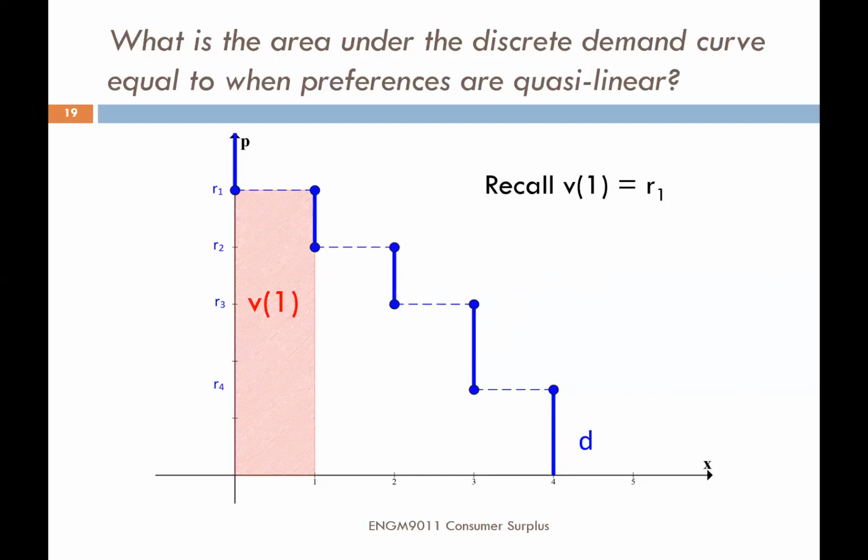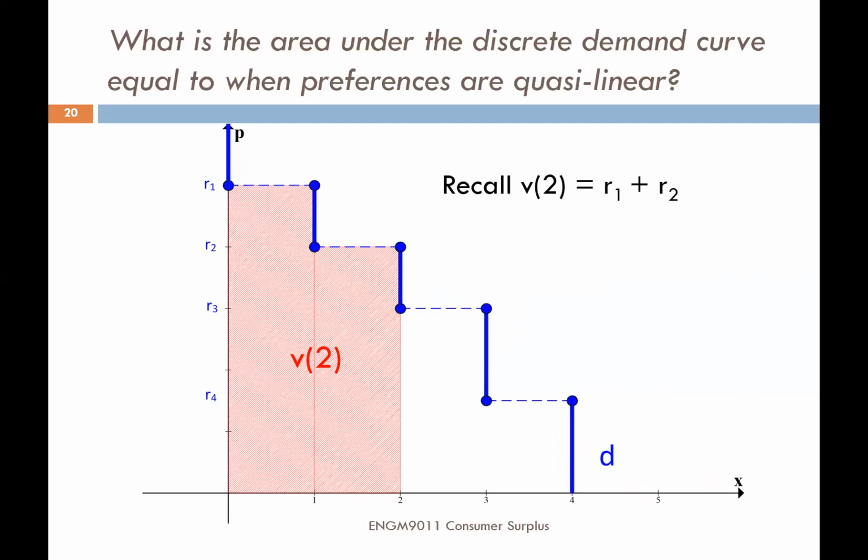Right? Likewise, the area underneath the demand curve going from X equals 0 to X equals 2 is equal to utility consuming 2 units of X. We can see that the area underneath the demand curve is 2 rectangles. The first rectangle, remember, is R1, and you can see that the second rectangle, the area is equal to R2. The base is 1, right, from 1 to 2, and the height is equal to R2, so the area is R2. So the total area is R1 plus R2, but we showed that that was equal to your total utility of consuming 2 units of X.